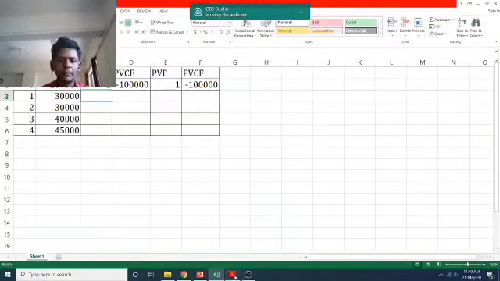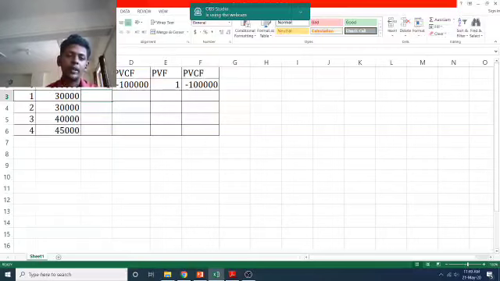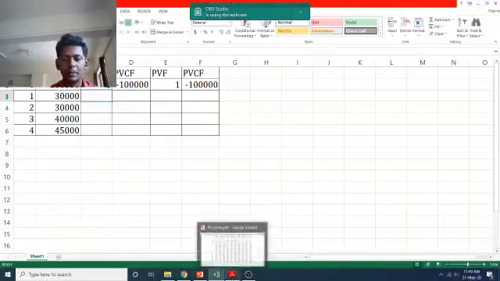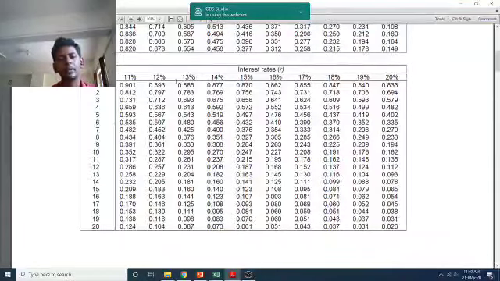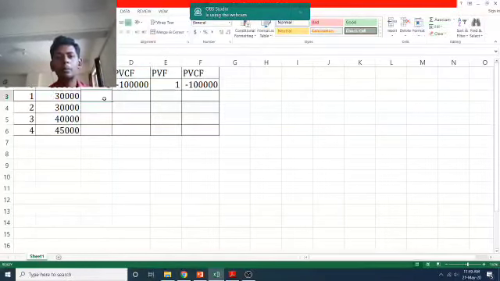We'll start. I've taken the same figures I had written there, with the present value factor. Now, the first step is that you take a random present value interest rate. For example, I'll start with 12%. We need to check what percentage of discounting will give us the zero NPV. We'll try it out with different interest rates. First, I'll start with 12%.